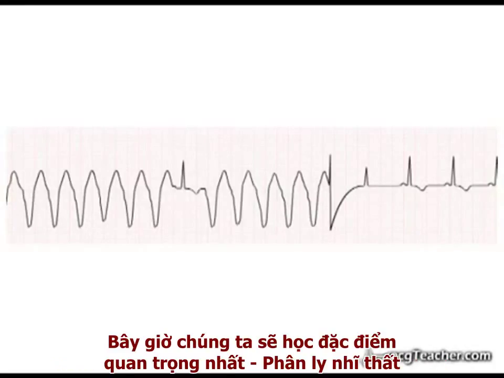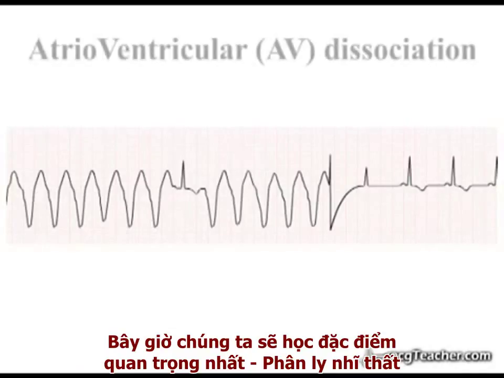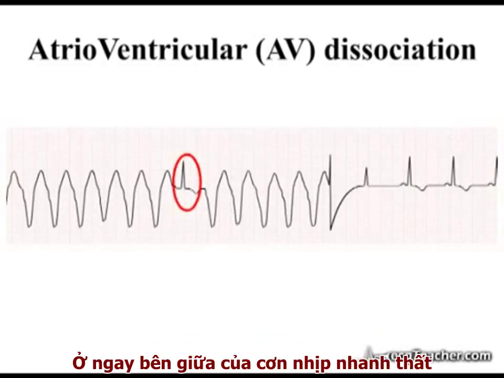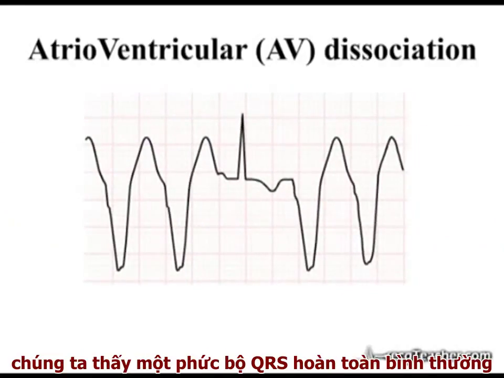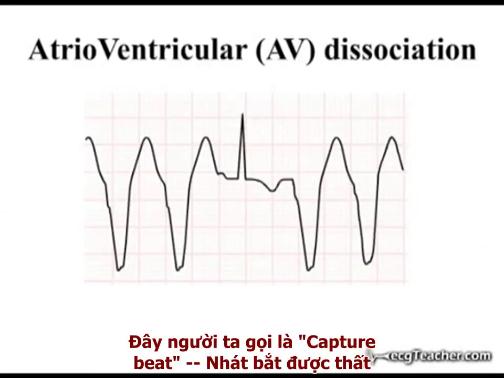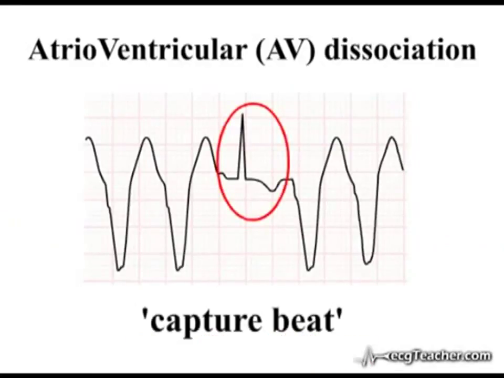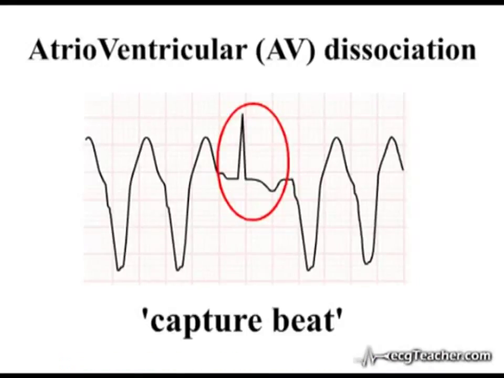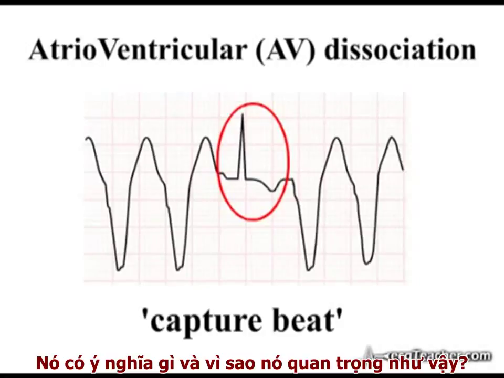We will now deal with the most important of these features, atrioventricular dissociation. There's an interesting event on our patient's monitor at this point. In the middle of the tachyarrhythmia, we find an apparently normal QRS complex. This is a capture beat. The presence of a capture beat is evidence of atrioventricular dissociation. What does this mean, and why is it so important?